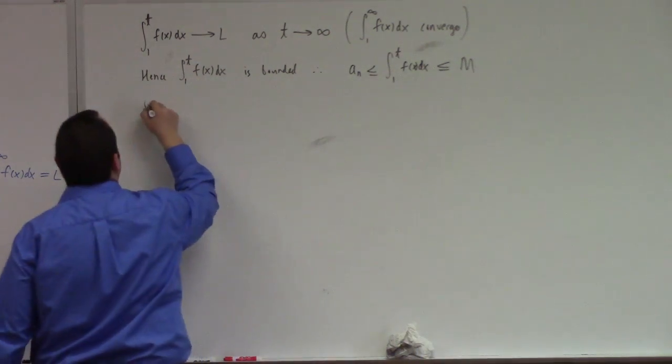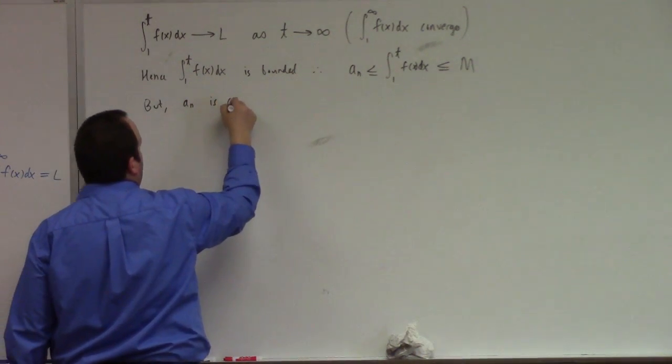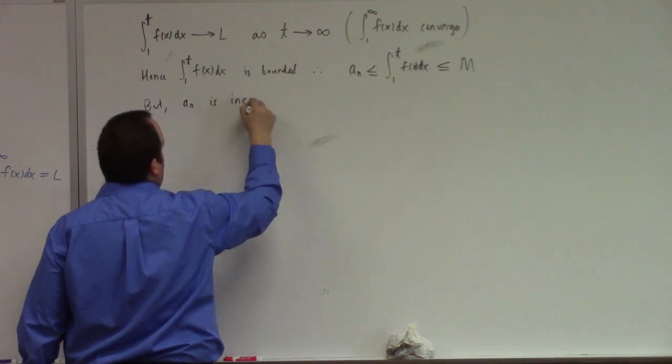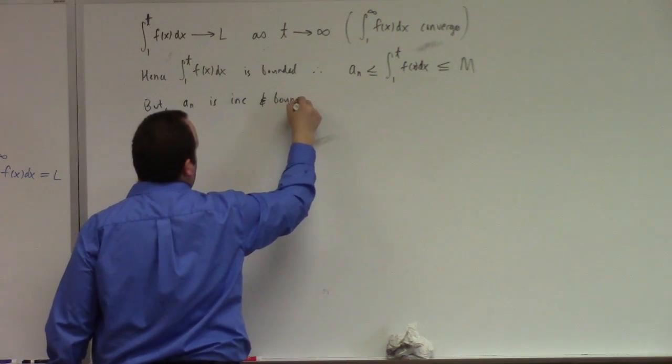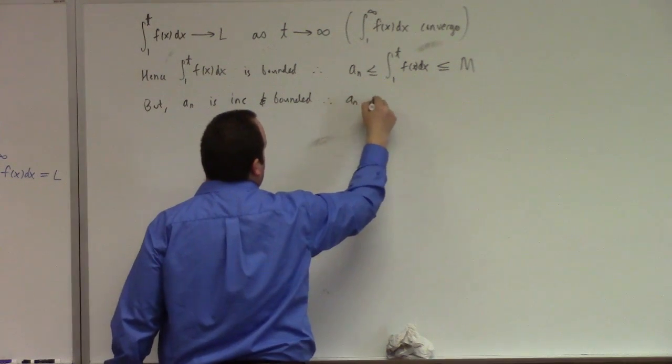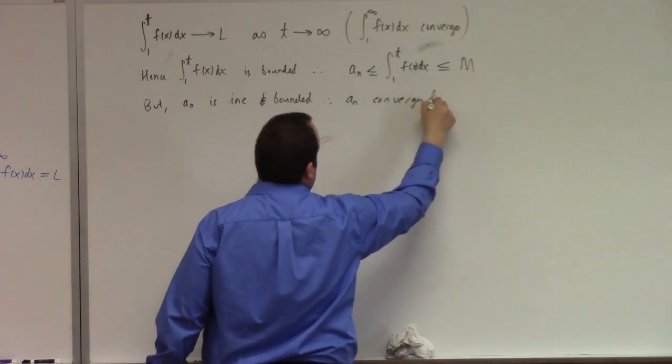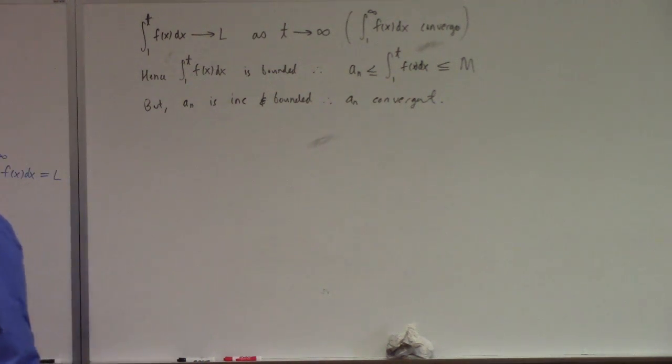But a sub n is increasing and bounded, therefore a sub n converges. And that's the claim, that you can trade the limit as n goes to infinity of the sequence for the improper integral converging. Okay. This is not the integral test yet. This is just problem 69.